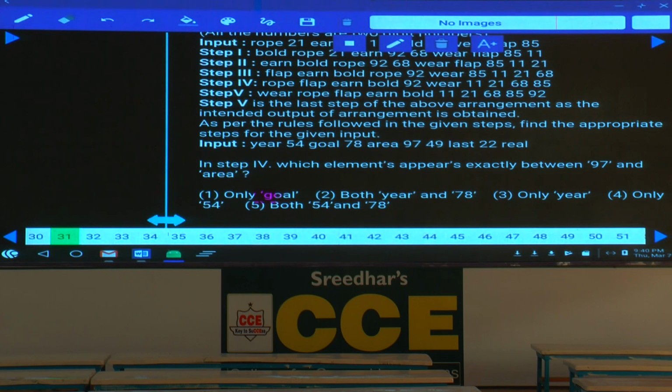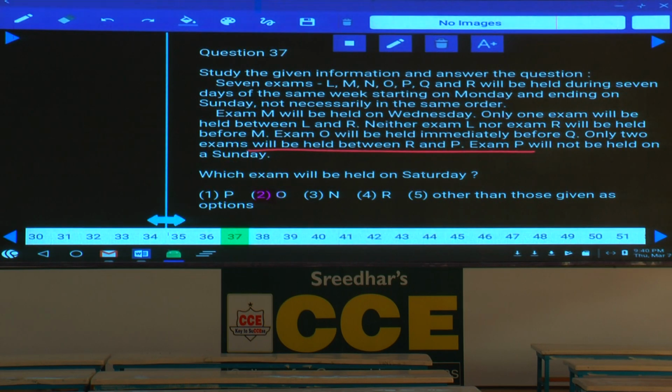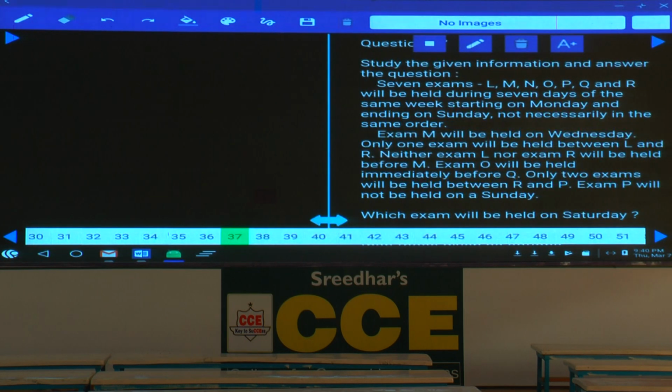All the given questions are based on a single input, and so we need to draw all the steps. Clear enough? Now this is about question number 31 to 36. All these are based on the same logic and the same pattern followed in the given example. Then question number 37 onwards.